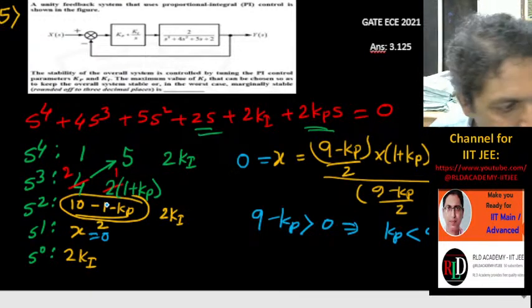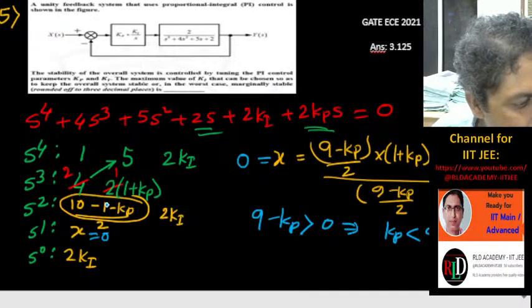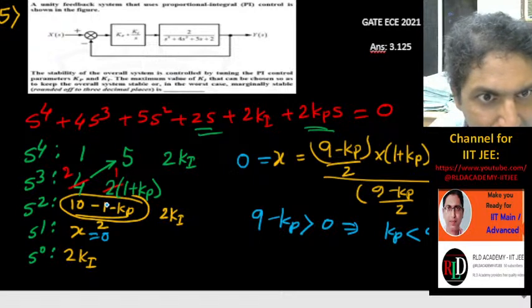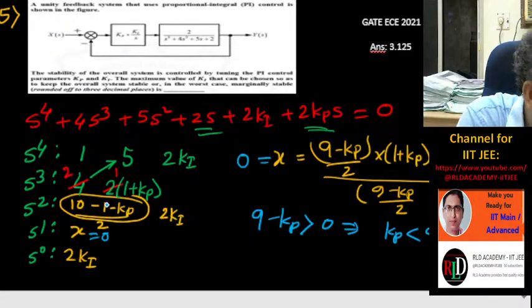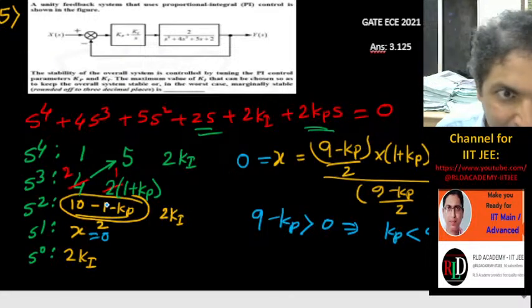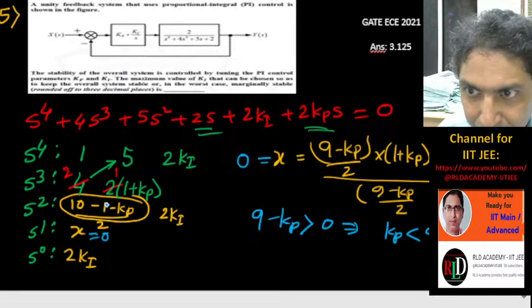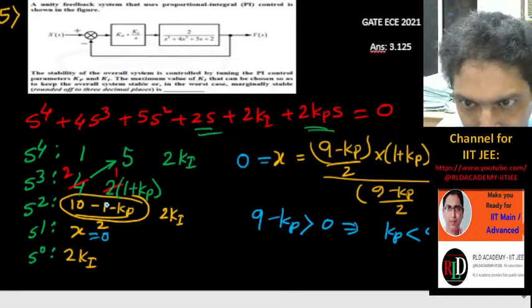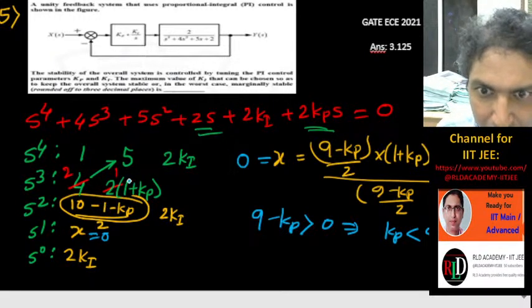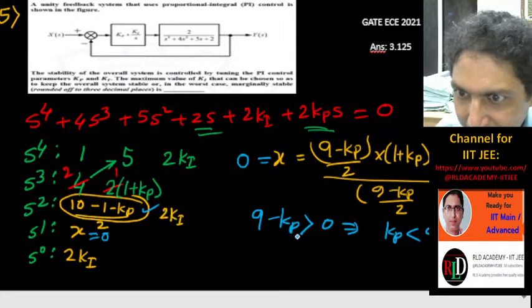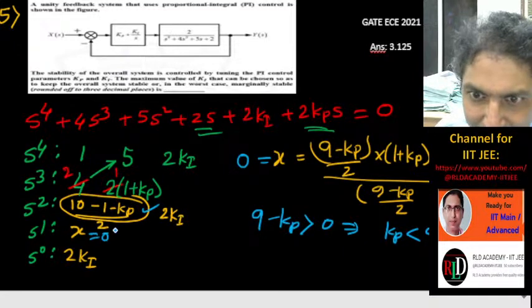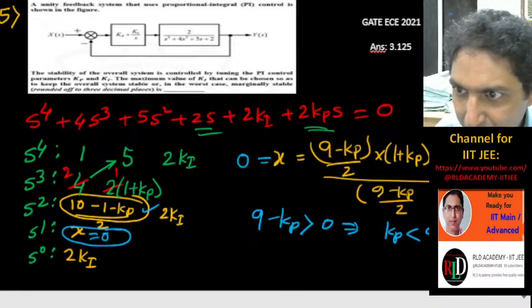Are you getting this one? Am I fine to everybody? Any confusion? Please think carefully. This is a more critical problem. It's not an easy problem to solve. So every element should be positive. So these terms I have considered first: 9 minus Kp is more than 0, so Kp should be less than 9. Then for marginal stability, this part should be 0.